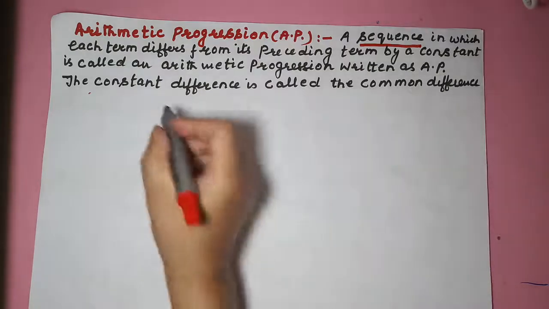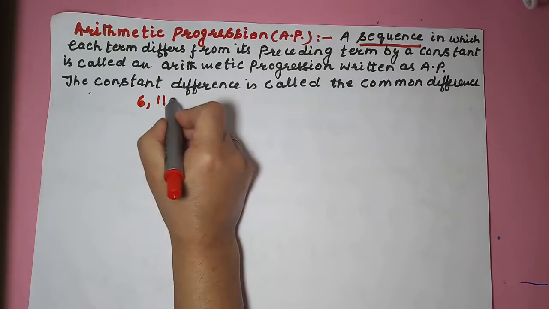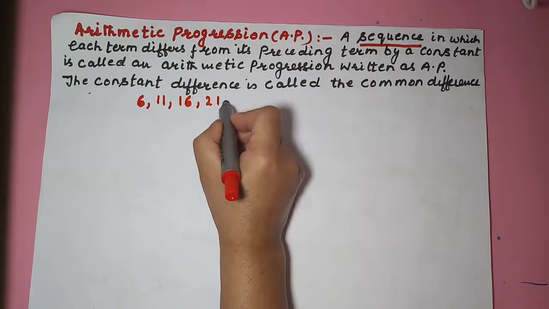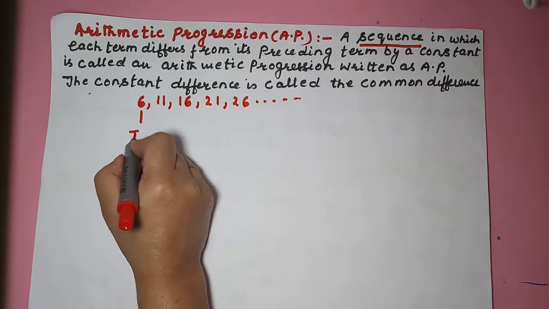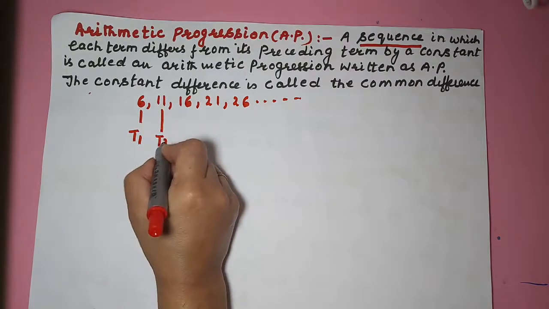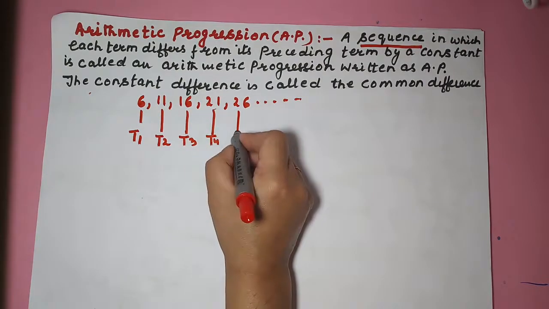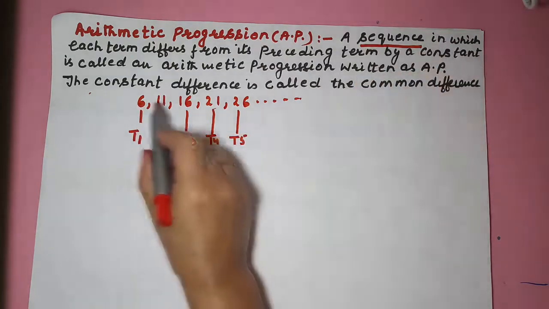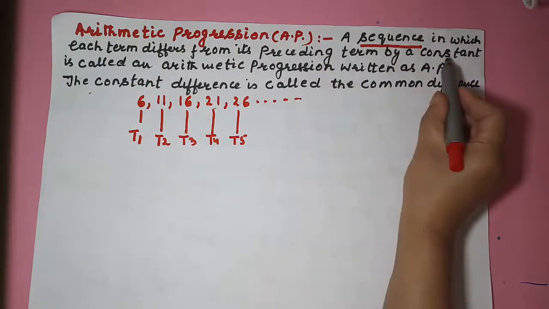Fine. Now let's take a sequence. This sequence is having some general term. We have understood this now. Now this is a sequence. In this sequence, this is the first term, right? This is the second term. This is third term, fourth term. This is fifth term. Fine. Now, according to the definition of arithmetic progression, a sequence, which is this, in which each term differs from its preceding term by a constant.